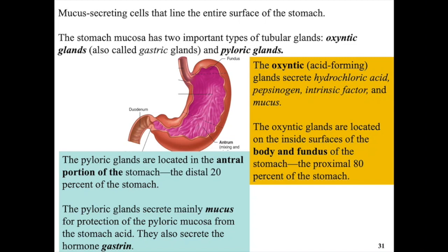We'll see in a little bit what gastrin is for, but it will act essentially as a hormone and will help control different aspects of the gastrointestinal processes. The oxyntic glands are the ones that form acid. They secrete the acid, which is hydrochloric acid, and secrete an inactivated form of the enzyme pepsin, which is called pepsinogen.